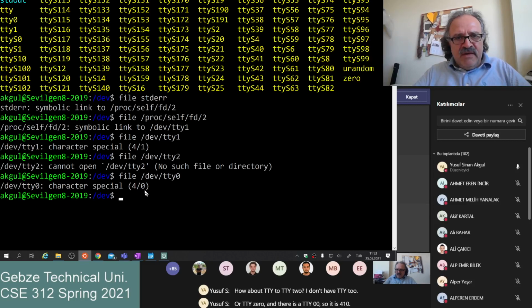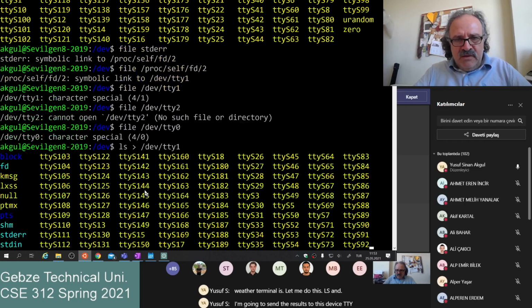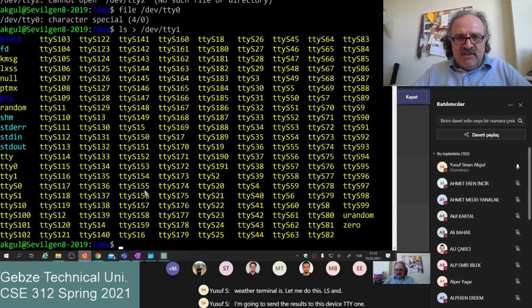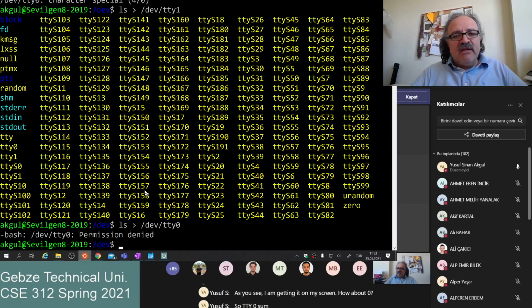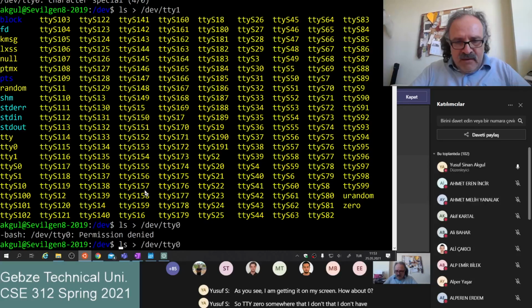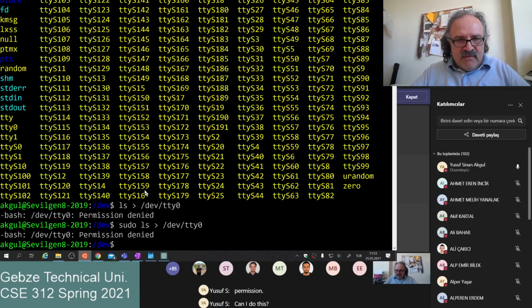I wonder where that terminal is. Let me do this: ls, and I am going to send the results to this device, TTY1. As you see, I am getting it on my screen. How about 0? TTY0 is somewhere that I don't have permission for. Can I do this? No. Even if I do this one, I need to be in root mode, I guess. Permission denied. Oh, okay, it is something else.